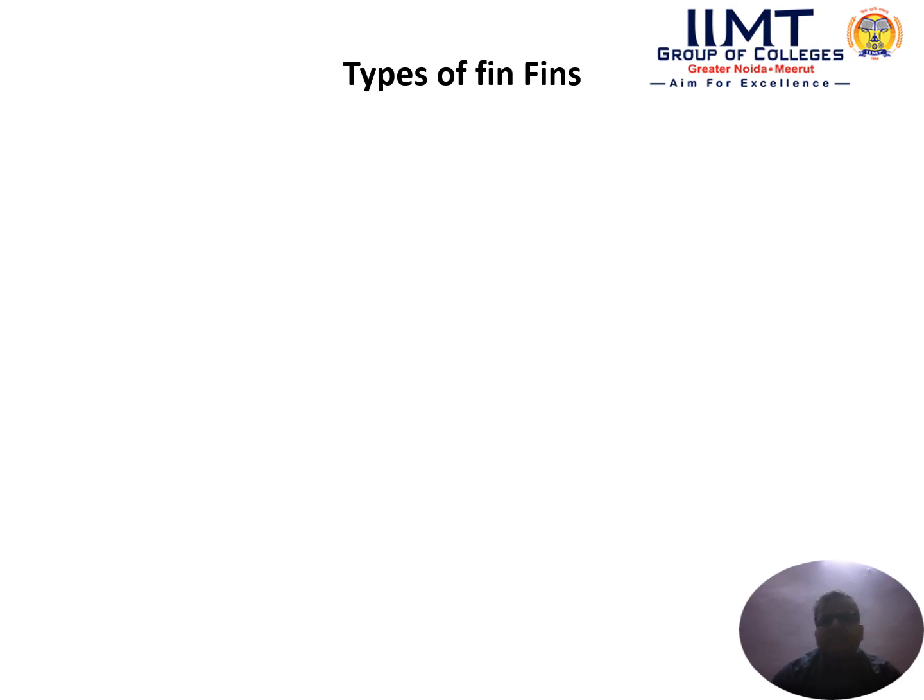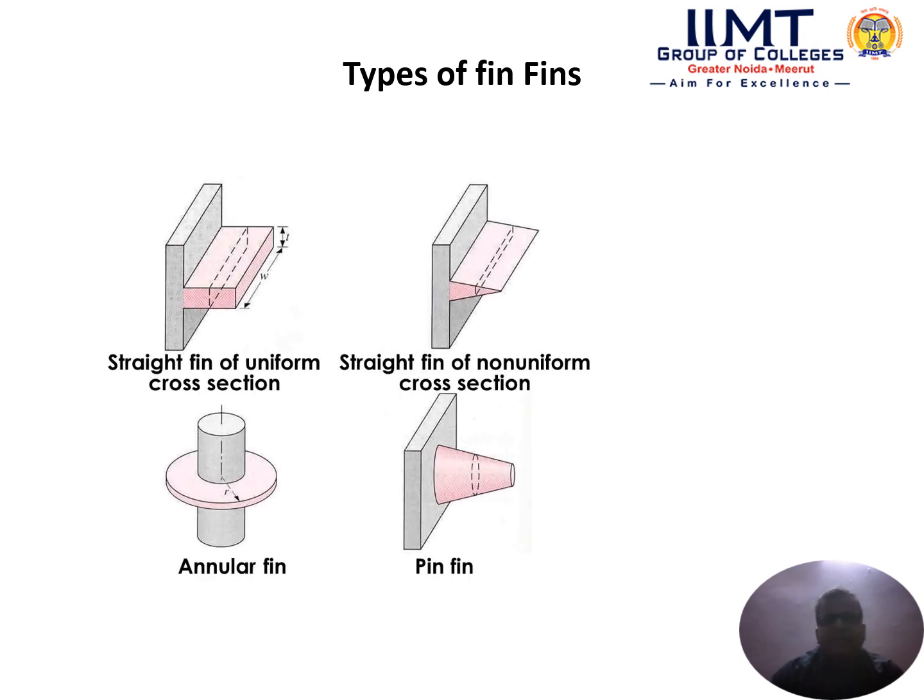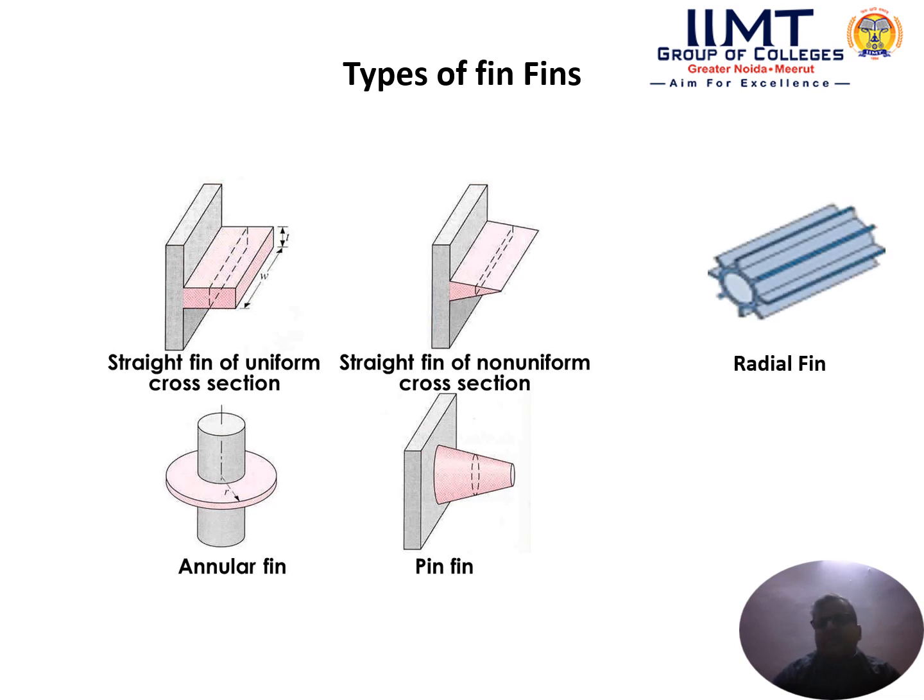This is the example of the straight and uniform cross-sectional fin. This will be the straight but not uniform. This will be the tapered fin. This is the example of annular fin. This is the pin fin, and this one is said to be the radial fin.